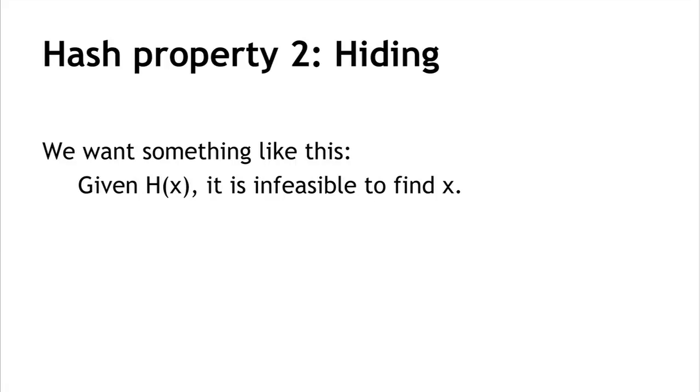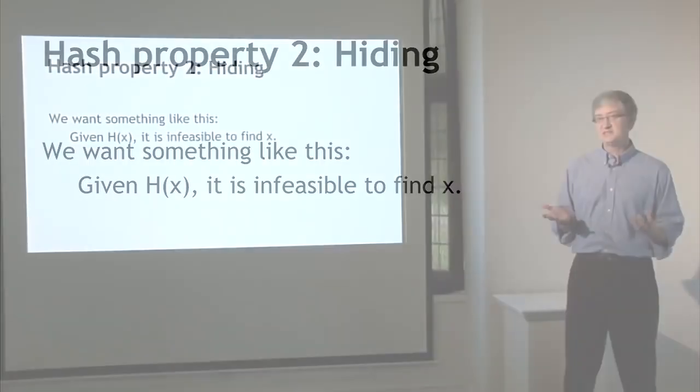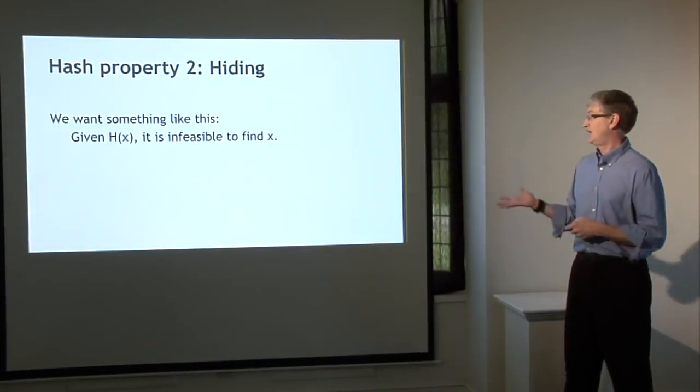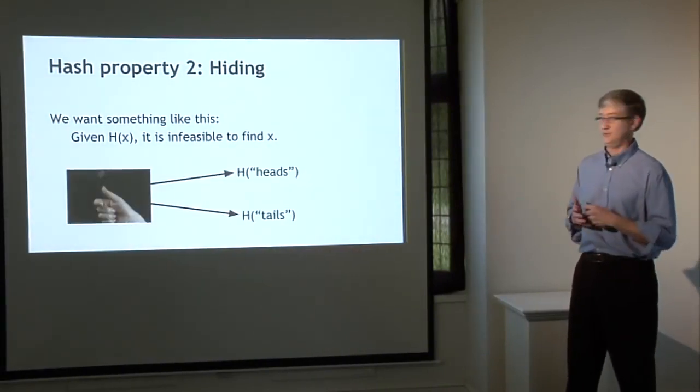And the property that we want is something like this, that if we're given the output of the hash function, there's no feasible way to figure out what the input x was. The problem is that this property doesn't exactly hold. And to understand why that's the case, let's look at this example.